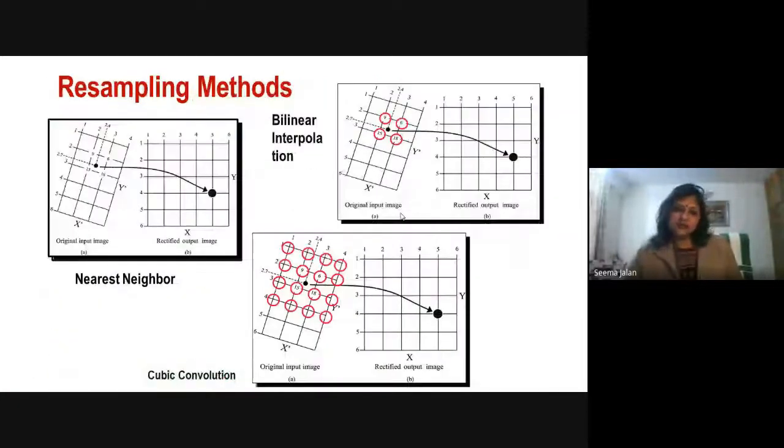We have three main resampling methods. One is nearest neighbor, one is bilinear interpolation, and one is cubic convolution. Nearest neighbor method: bring the value which is at minimum distance from the computed coordinate location. Which is the nearest? 15. So we will bring 15 here.